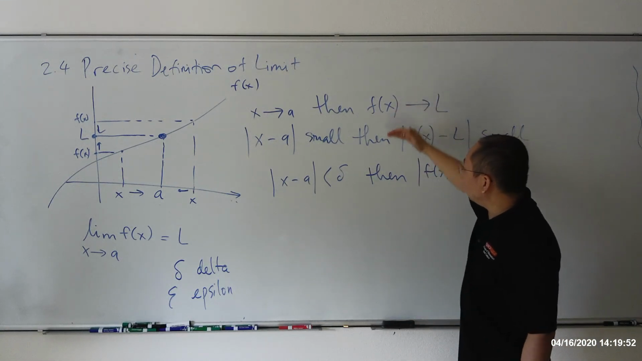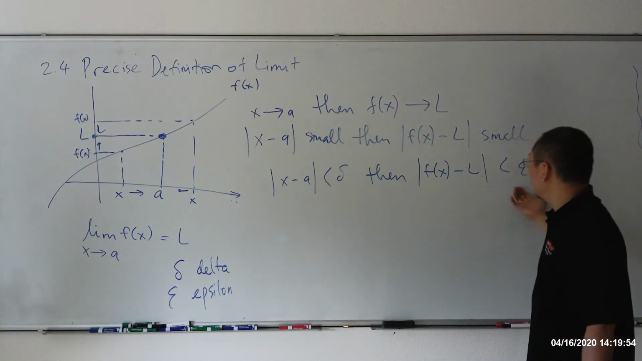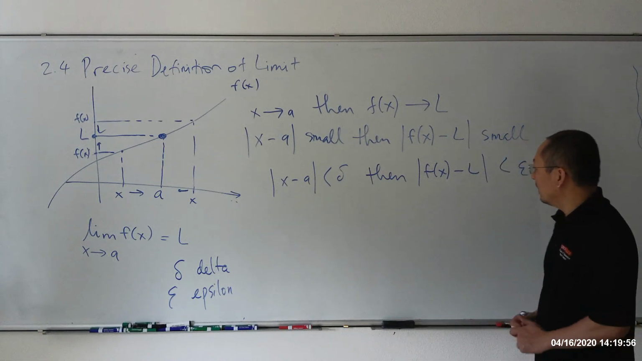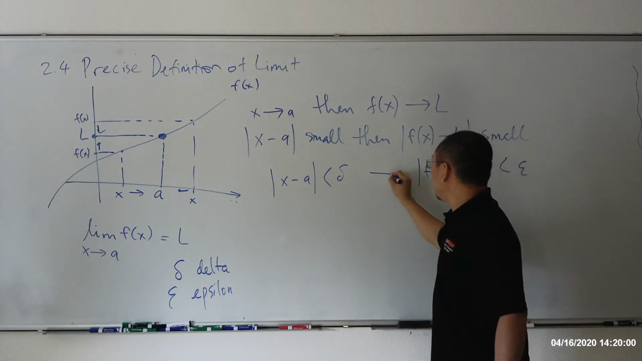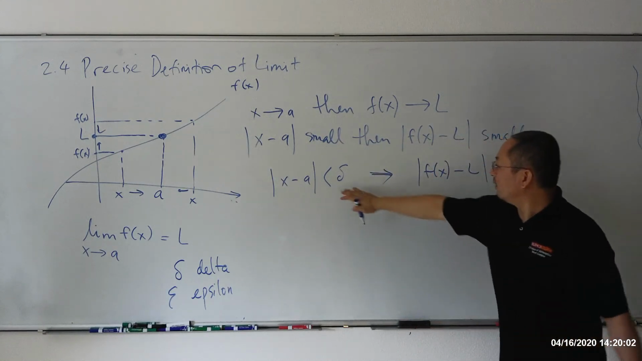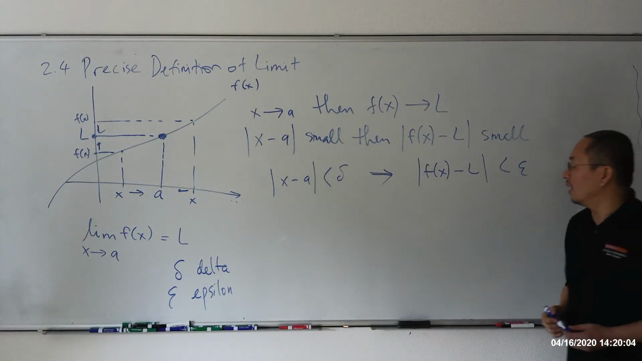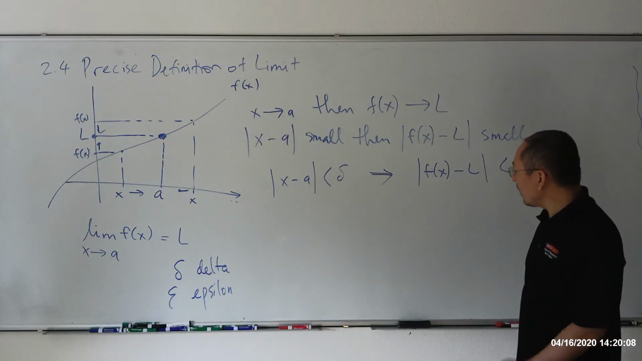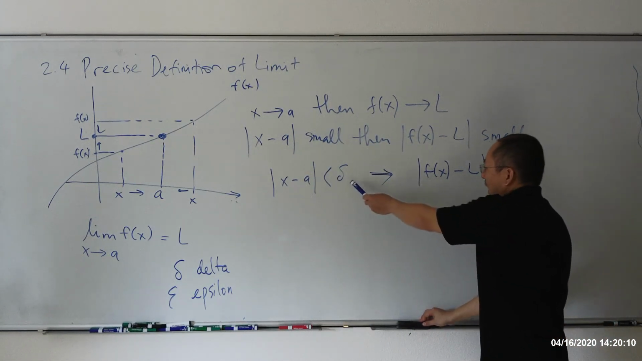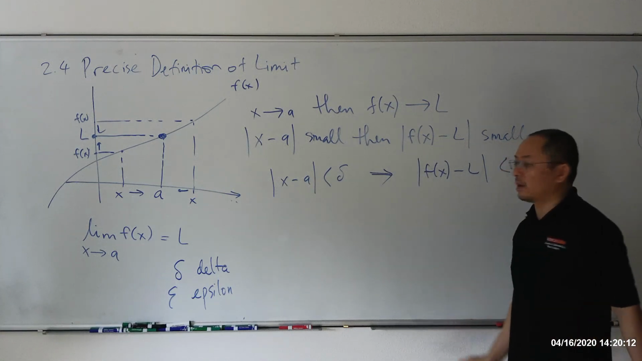Instead of writing things in English, we try to use math notation. Of course, then right here can be displayed by this arrow. If this, then that. Conditional statement. That was the main idea. You see the notation of delta and epsilon coming up.